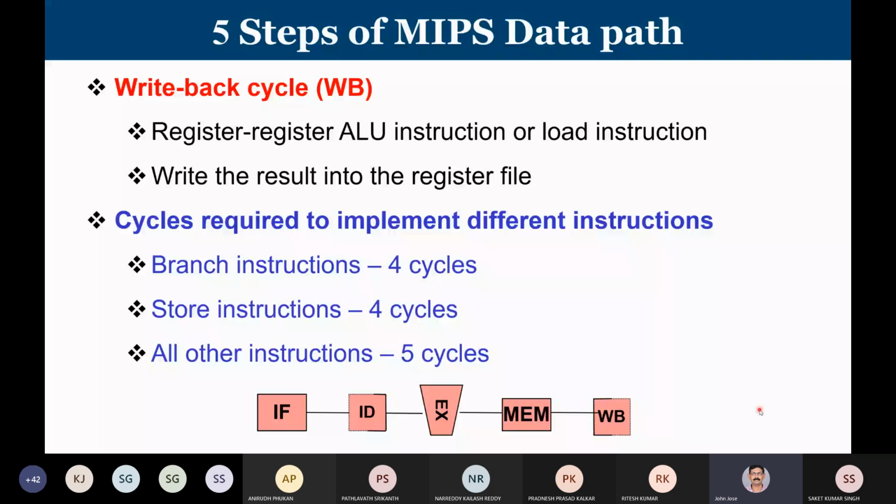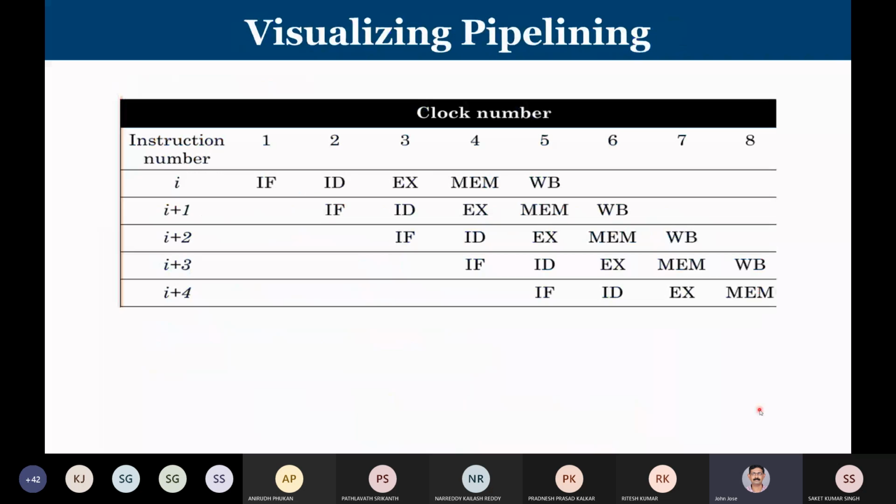If you look at a program which consists of 5 instructions, I, I plus 1, I plus 2, I plus 3, and I plus 4. In clock cycle number 1, I perform instruction fetch of I. In clock cycle 2, I move to the decode stage. Like that, at the end of clock cycle 5, I complete the ith instruction. But in the meantime, I plus 1, I plus 2, and I plus 3 have already entered the instruction pipeline. So in clock cycle number 5, the write back stage is busy writing the result of the ith instruction.